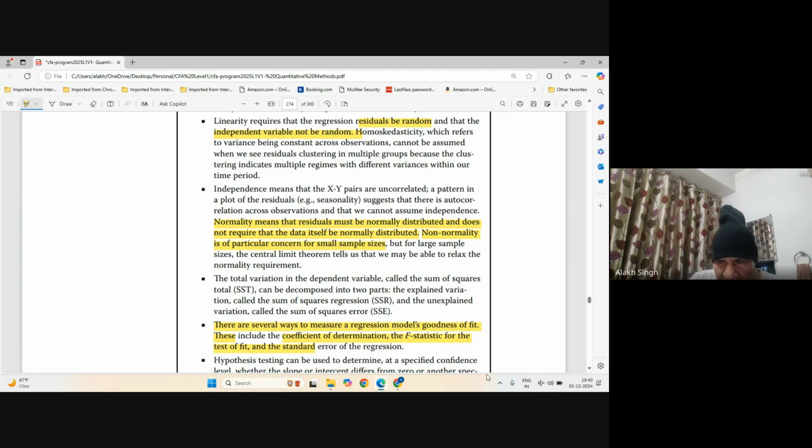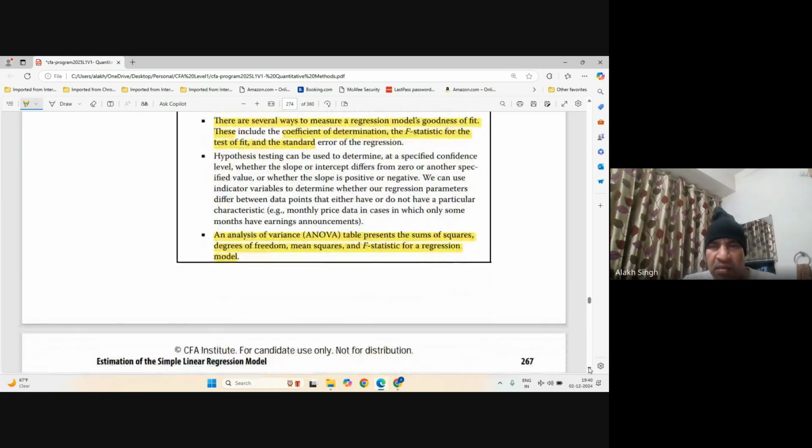Okay, and how do we measure the goodness of fit of a regression model? How do we say that this model is good? What are the things that tell us? One is a high R square, which is the coefficient of determination. Second is the F statistic, and third is root mean square error, or standard error of the regression. We will discuss that.